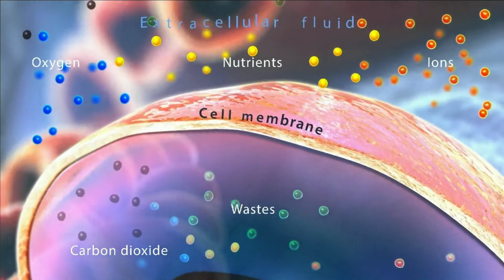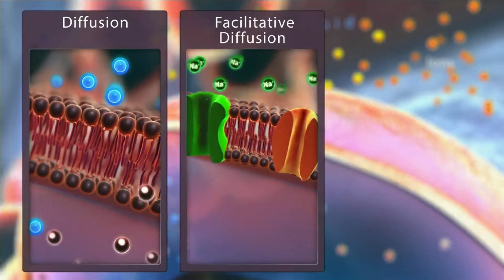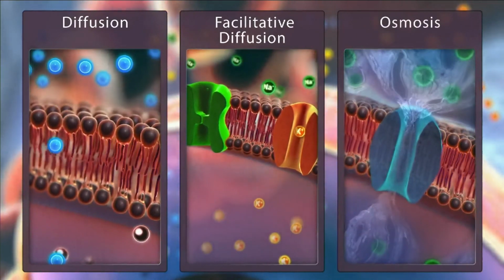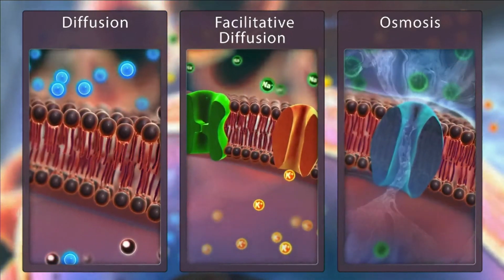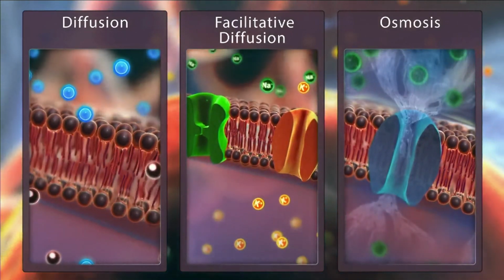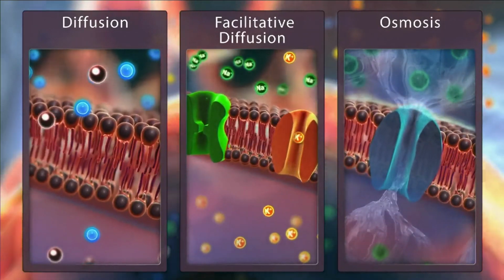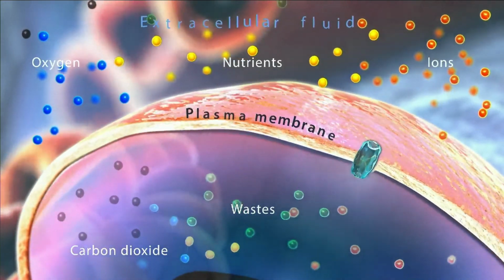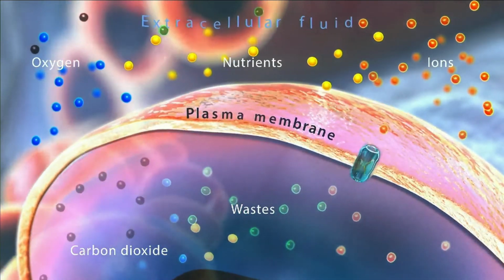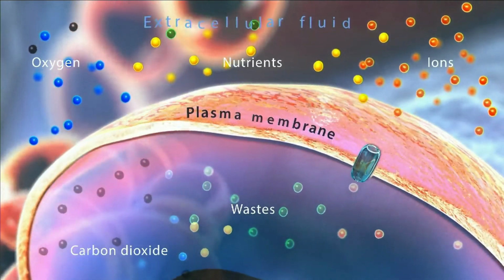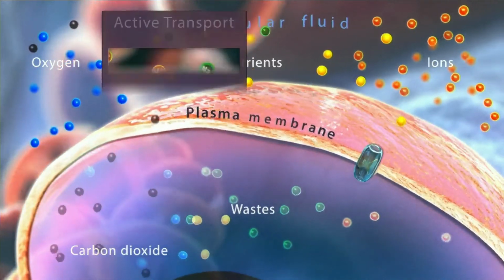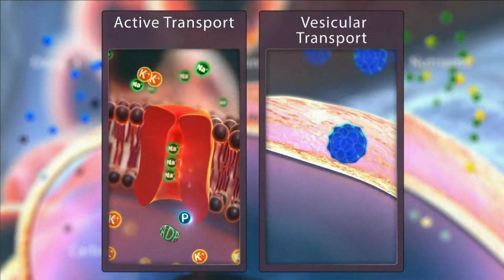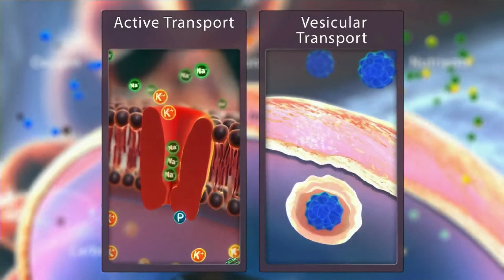Recall that passive processes include diffusion, facilitated diffusion, and osmosis. These processes occur as a result of concentration gradients of the substance, thereby requiring no energy source to move the substance from one side of the cell membrane to another. Active processes utilize energy to move substances across the membrane, generally from areas of lower concentration to areas of higher concentration. Active transport involves protein transporters known as pumps. Other active processes use membranous transport vesicles.